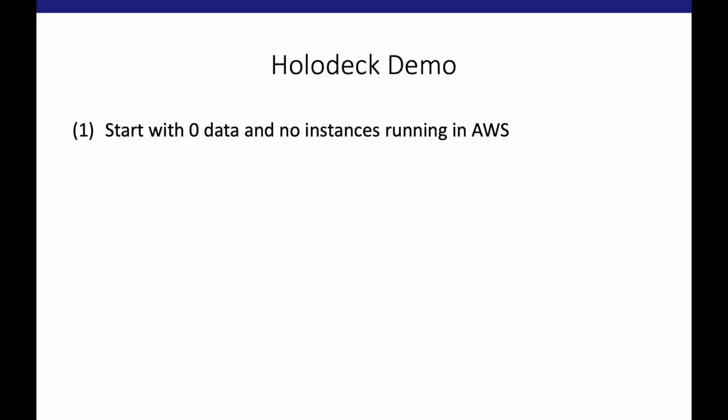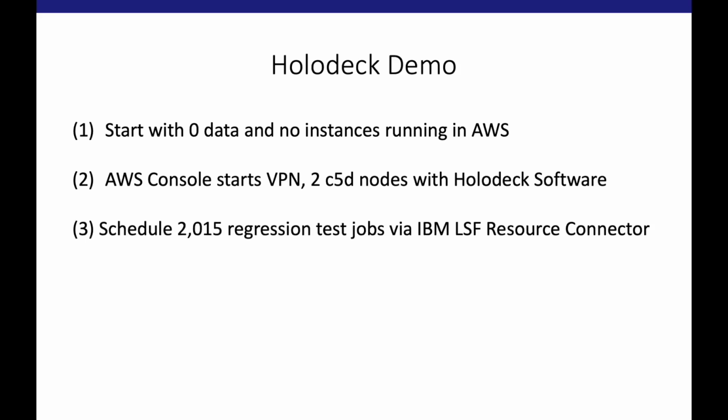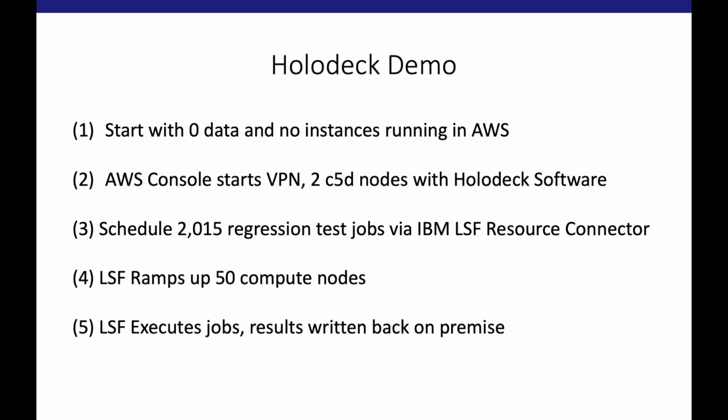The demo starts with no data and no instances running in AWS. We use the AWS console to start up a VPN, 2 compute nodes, and the Holodeck software. We submit 2015 Verilog regression tests to the LSF resource connector on premise. These tests run assembly code on a CPU design. LSF ramps up 50 compute nodes and then starts running the jobs. The job results are then written back to an on-premise NFS for later analysis. After the last jobs finish, the compute nodes are shut down to minimize ongoing costs.